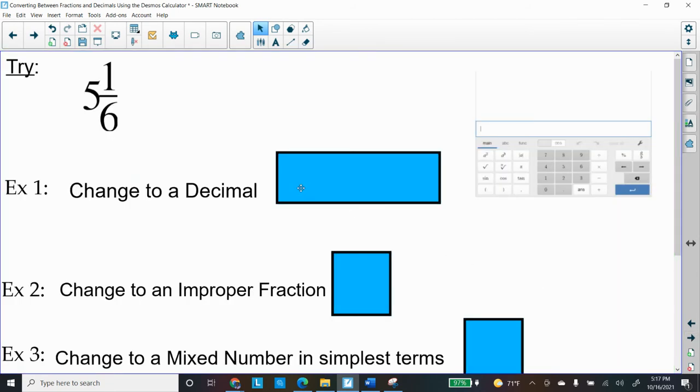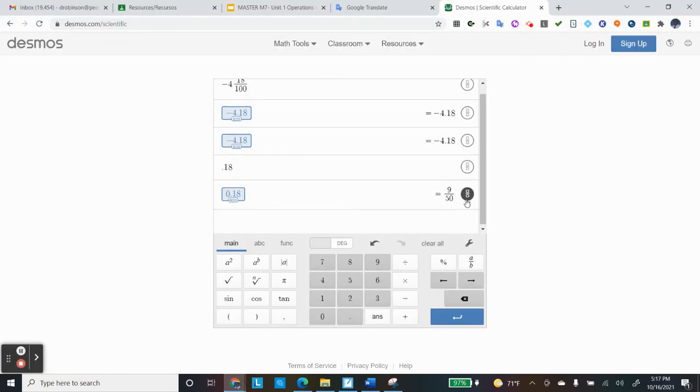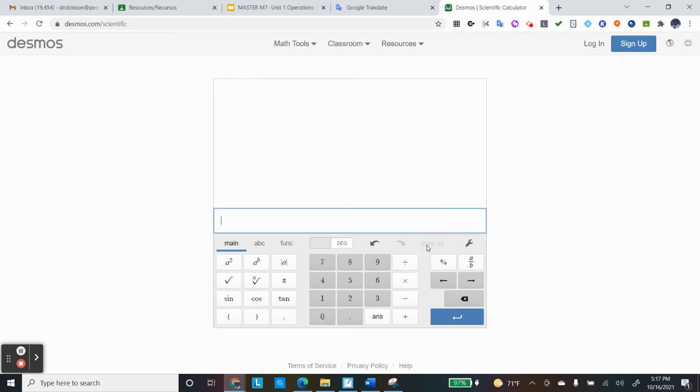Let's try one more. So 5 and 1/6. We want to change that to a decimal, to an improper fraction, and then to a mixed number in simplest terms. All right, so let's get to our Desmos calculator, and our number is 5 and 1/6. Let's clear all the stuff off of that Desmos calculator. So type 5 and our fraction button, 1, and go to the bottom, 6. And now let's press enter.